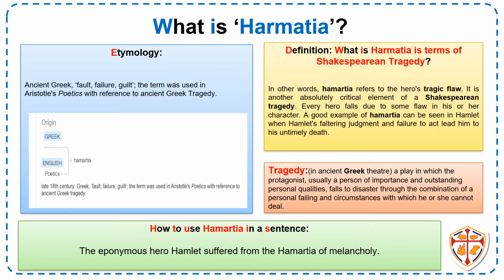Hamartia was used in ancient Greek tragedies, in which a play where the protagonist, usually a person of importance and outstanding personal qualities, falls to their disaster through the combination of a personal failing and circumstances with which he or she cannot deal. To use Hamartia in a sentence, we could say the eponymous hero Hamlet suffered from the Hamartia of melancholy.